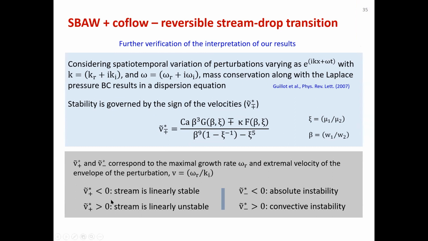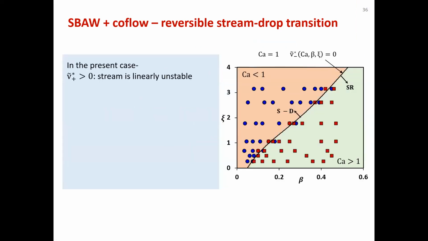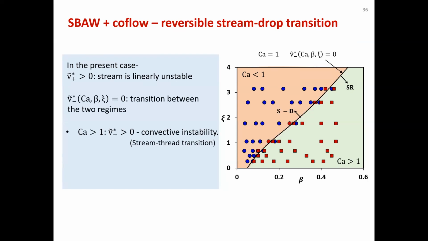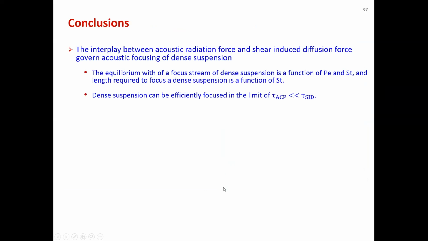What we found is in accordance with what is presented through a linear stability analysis. The V plus velocity is greater than 0. That means the stream is linearly unstable. And we also found that corresponding to capillary number greater than 1, it is in fact convective instability leading to stream thread transition. And where the V minus velocity is less than 0, you have absolute instability leading to stream drop transition.